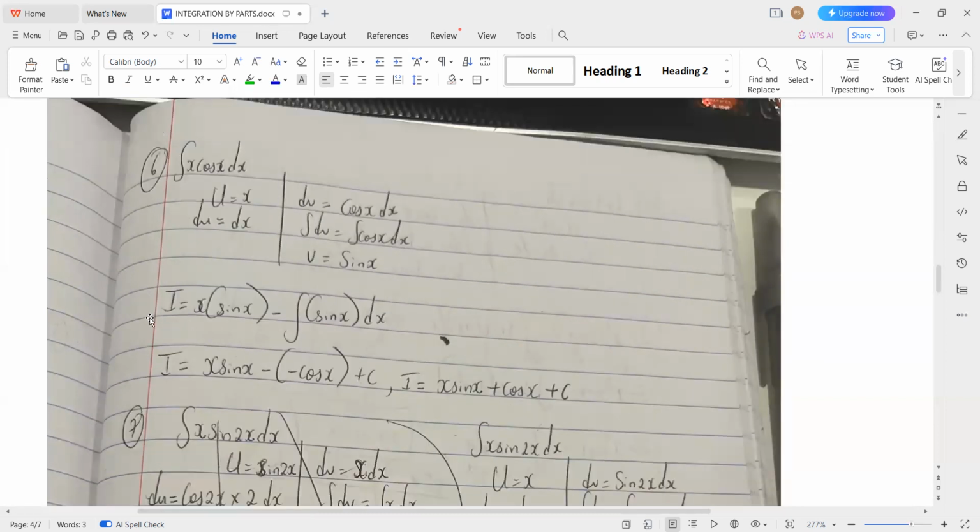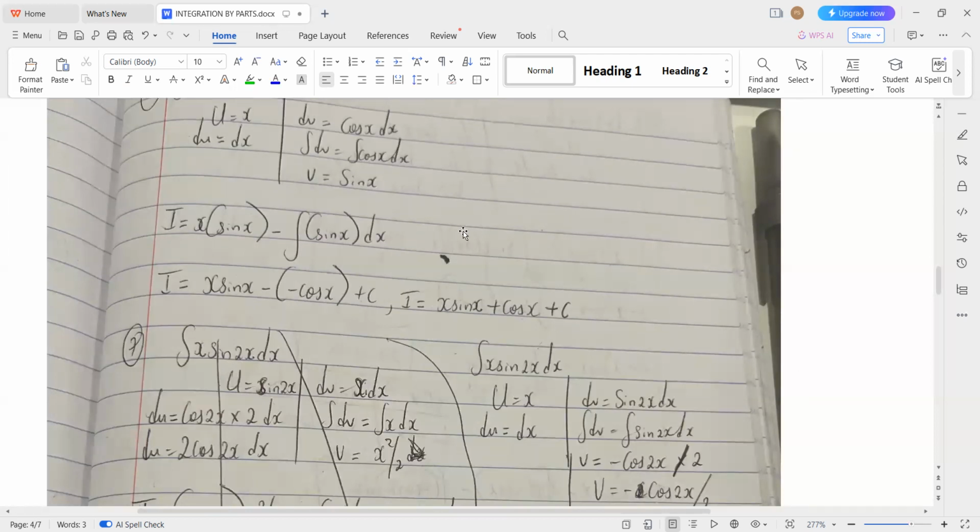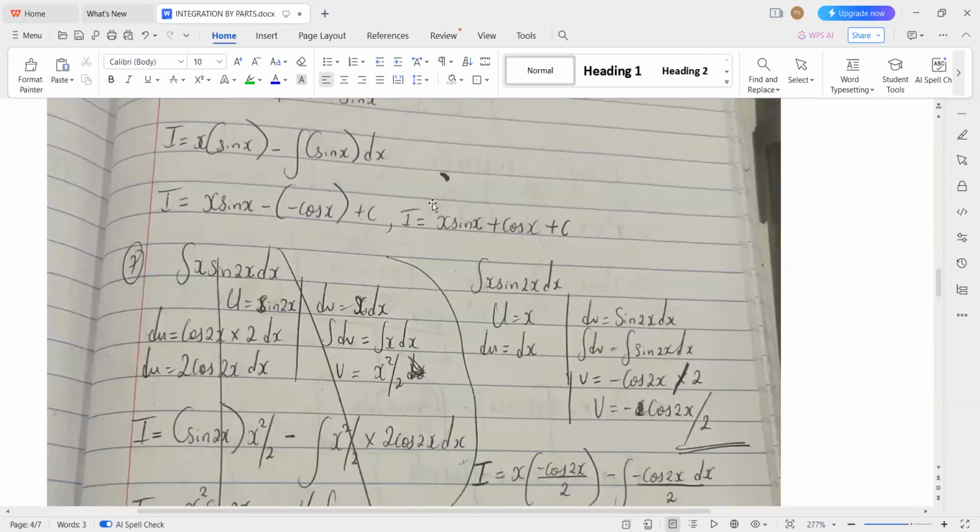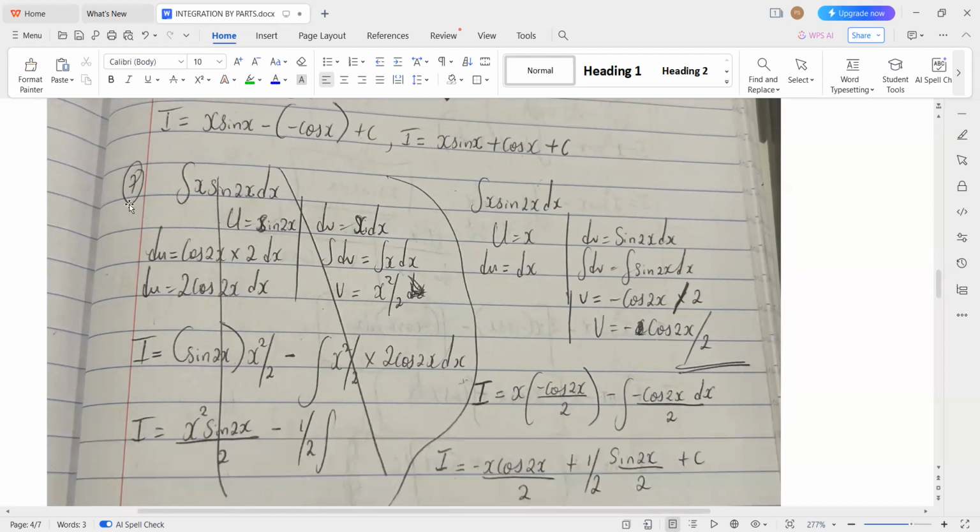So you say I is equal to x sin x minus open bracket minus cos x, because if you integrate sin x, you get minus cos x plus c. So you have I is equal to what? x sin x plus cos x plus c. Now let's look at number 7.